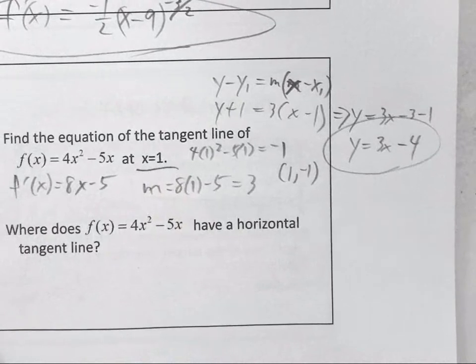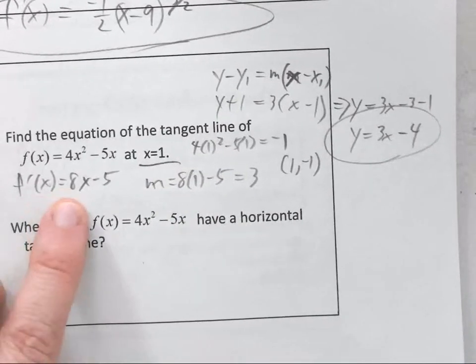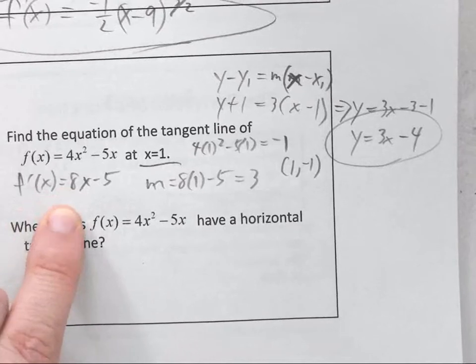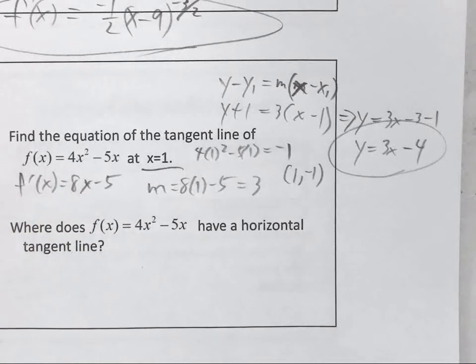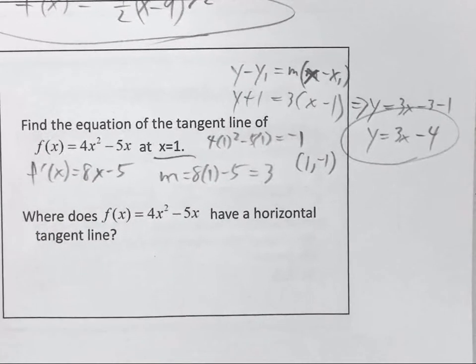Now that tangent line is constantly changing. That's why we need a function for how its slope is being affected. This is the function for its slope. So when would that have a horizontal tangent line? Well, the slope is 0. So what would I do to find that? Set what equal to 0?